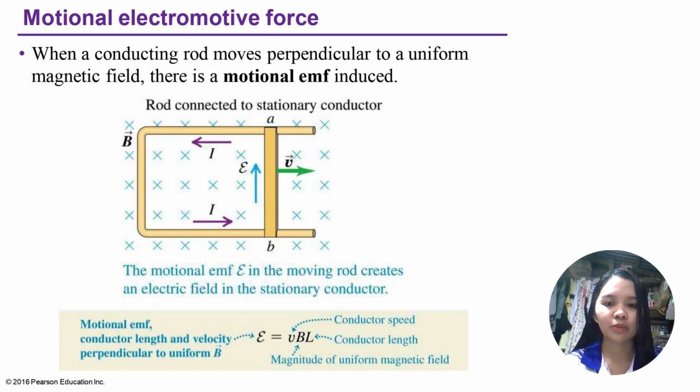And now, let's consider motional EMF. When a conducting rod moves perpendicularly through a uniform magnetic field, a motional EMF is induced. This EMF arises because the magnetic force on the moving charges in the rod separates them, so it creates an electric field. The magnitude of this EMF is given by vBL, where v is the velocity, B is the magnetic field strength, and L is the length of the rod.